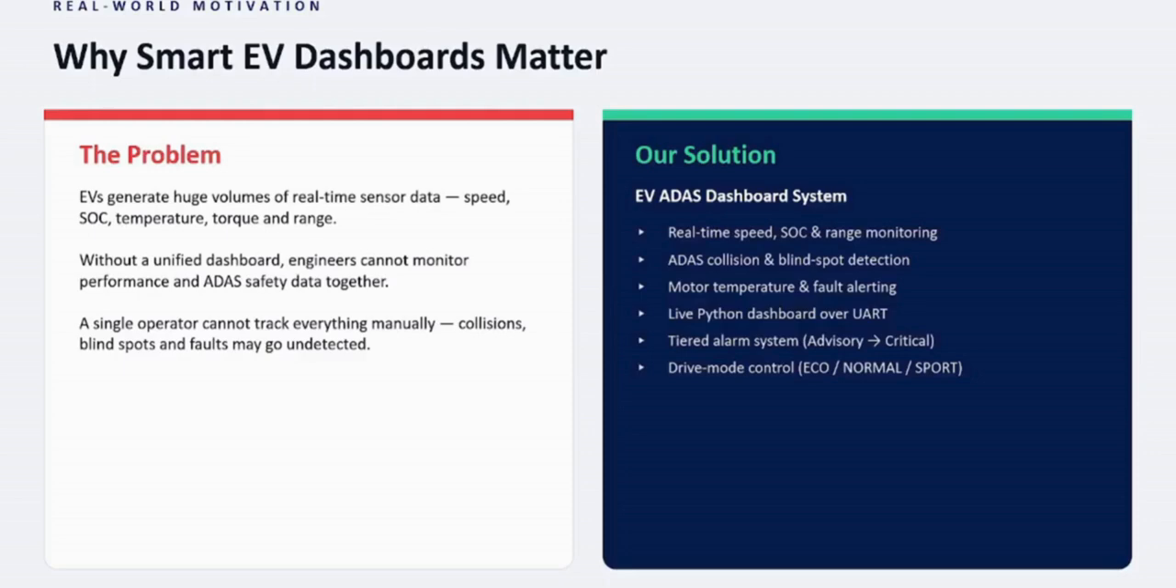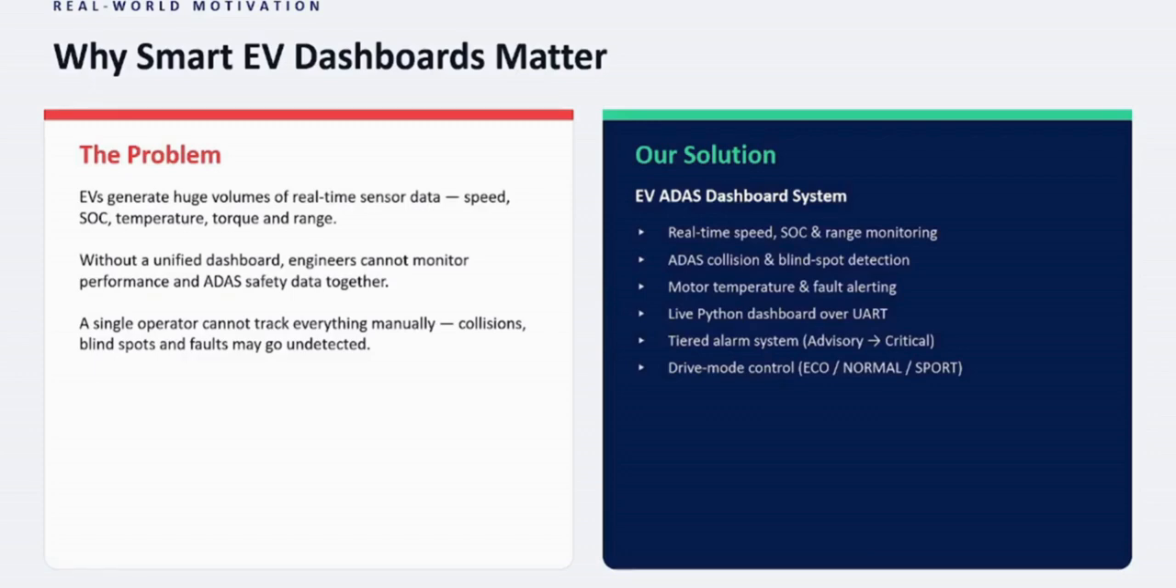And the major problem is, before discussing the implementation, let me explain why this project is important. Modern electric vehicles continuously generate a huge amount of information. This includes vehicle speed, battery state of charge, motor temperature, motor torque, driving range, obstacle distance, and many other parameters. If engineers monitor each parameter separately, it becomes difficult to understand the overall condition of the vehicle. Important safety events like collisions or blind spot detections can easily be missed.